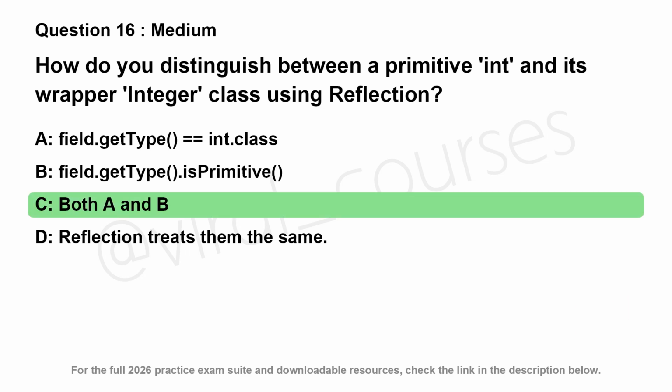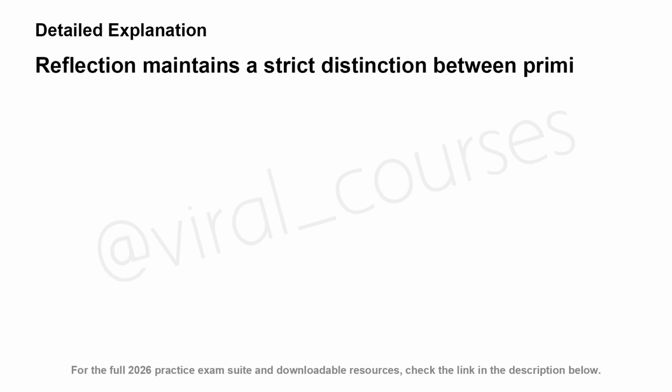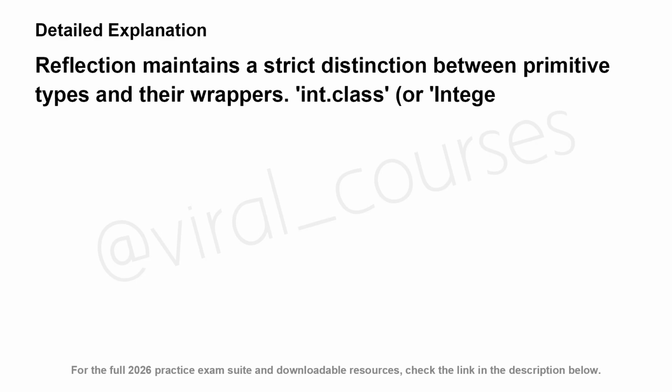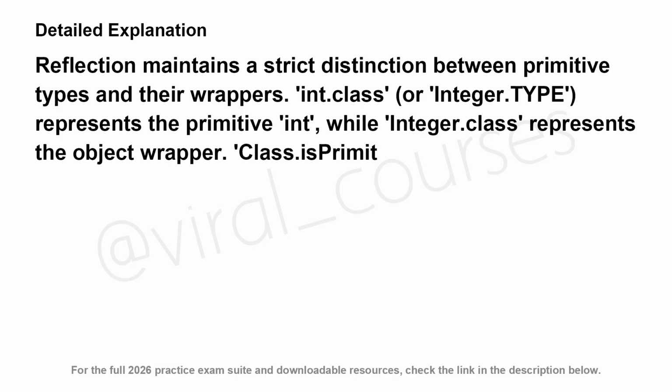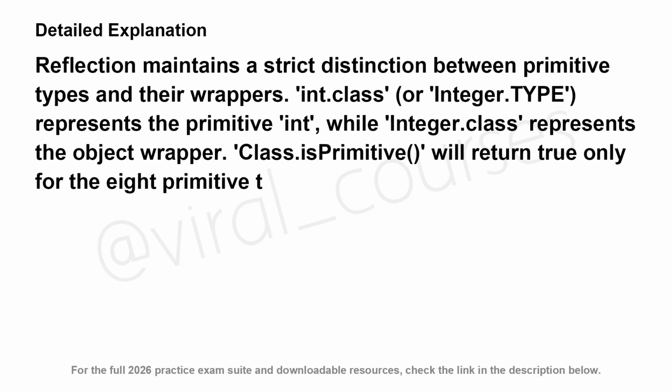The correct answer is C. Reflection maintains a strict distinction between primitive types and their wrappers. int.class, or Integer.TYPE, represents the primitive int, while Integer.class represents the object wrapper. Class.isPrimitive() will return true only for the 8 primitive types and void.class.